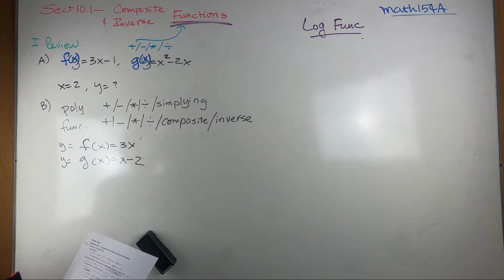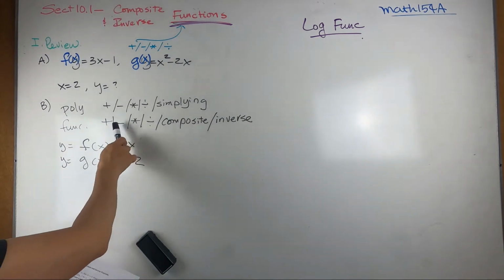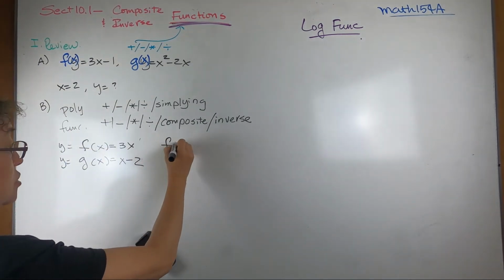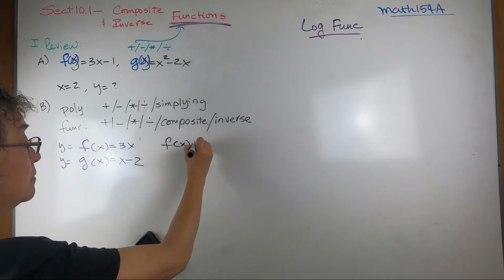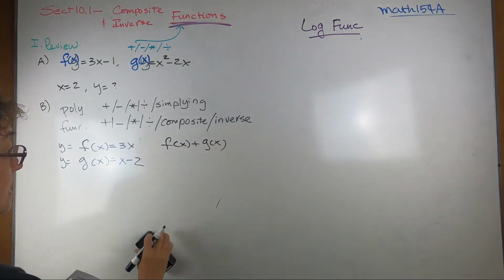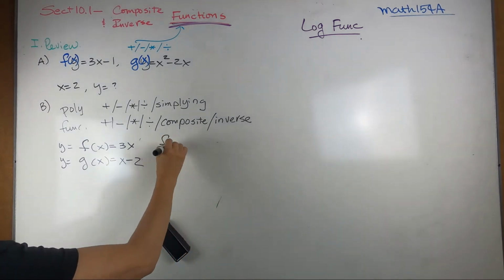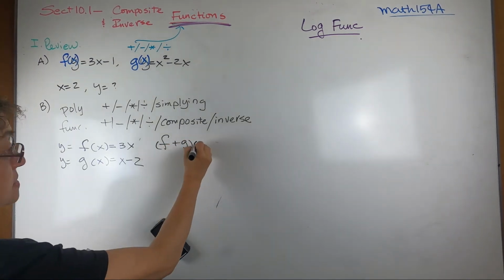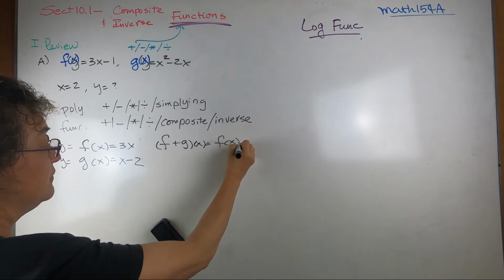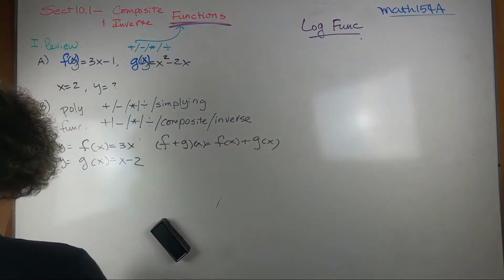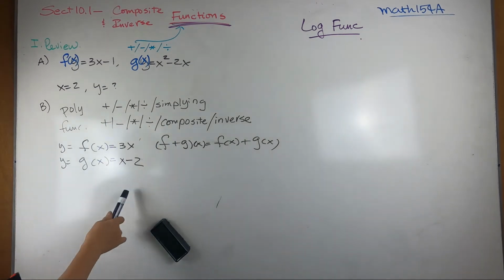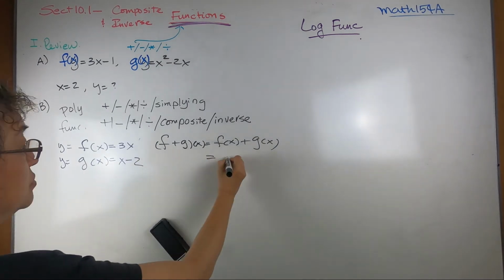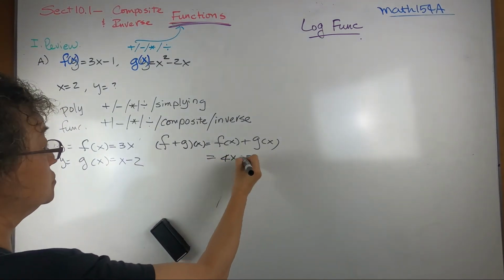Then let's learn how to add, subtract, multiply, divide the functions, right? So what do you think? f of x plus g of x, you just add them. So if we do f plus g for the x, that means you are going to add f of x plus g of x. Then for this one, that would be 3x plus, that would be 4x minus 2, right?